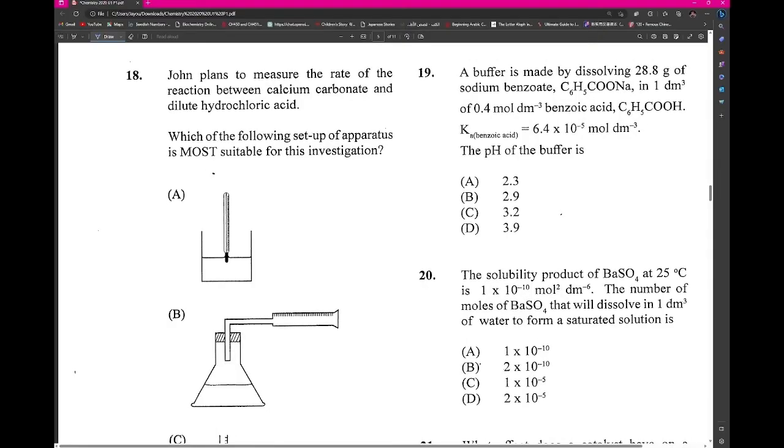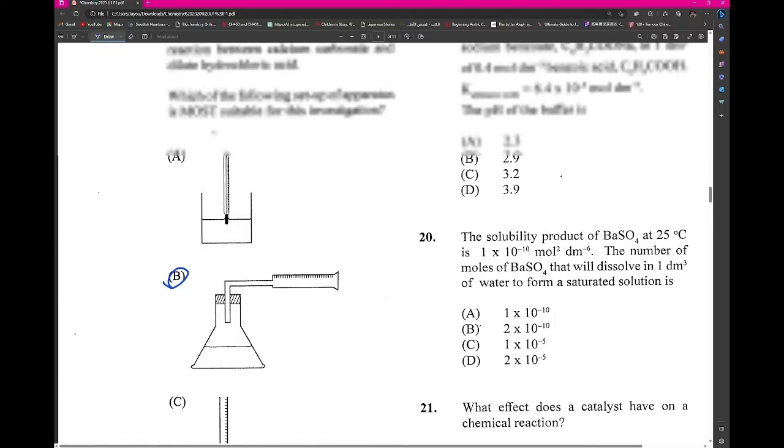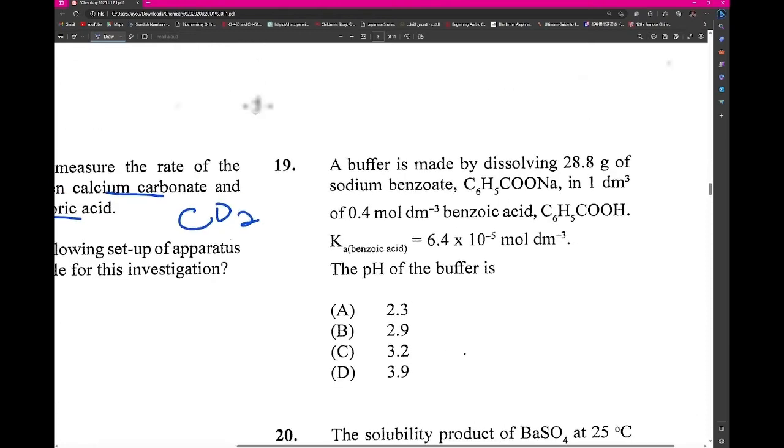Alright. John plans to measure the rate of reaction between calcium carbonate and hydrochloric acid. Which of the following setups of apparatus is most suitable for this investigation? So we know that this is a carbonate and an acid, so it will produce carbon dioxide gas. And most likely we would like to use a gas syringe. Alright. Here the buffer, I think this is a repeat question.